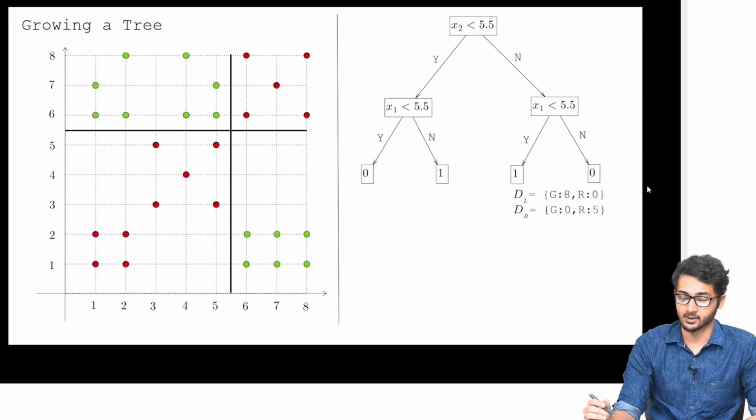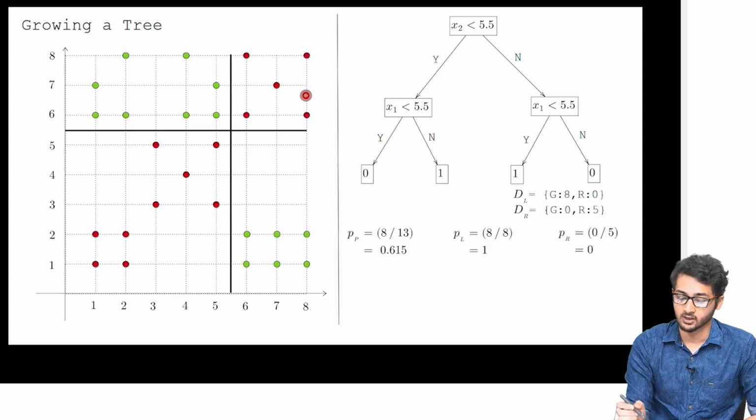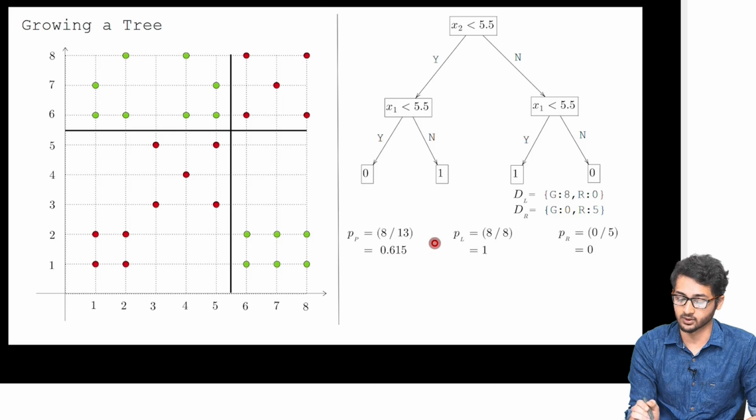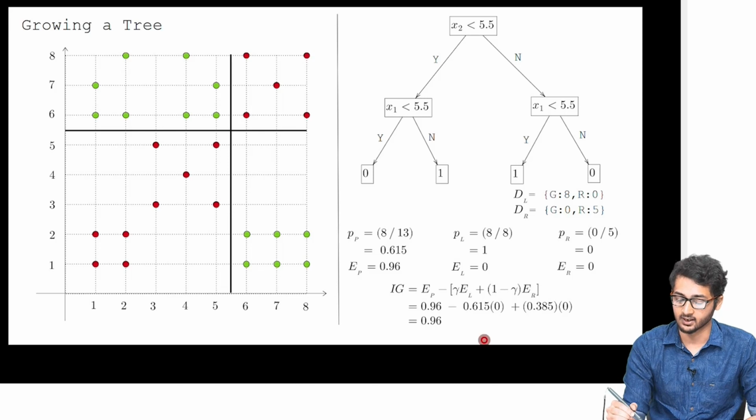So the data set has 8 points on the left side that are green and 0 red points, and 0 green points here and 5 red points here. The proportion of points again is 8 by 13, which gives us 0.615, and here all of them are green points, so the proportion is 1, and here it is 0. Substituting these, again we get the values of entropy as shown here, and the information gain is 0.96.